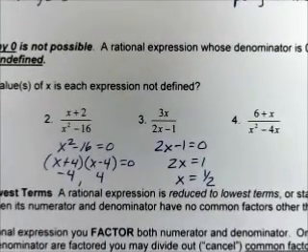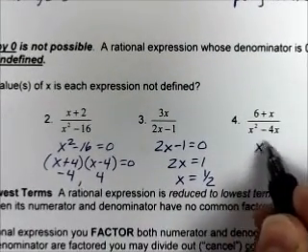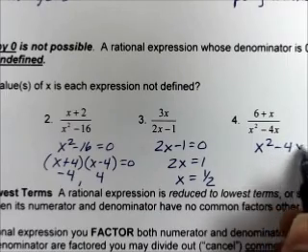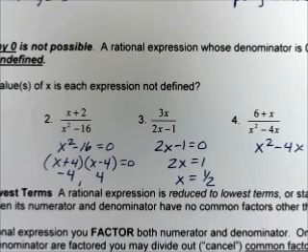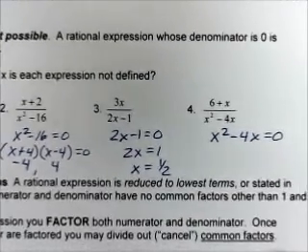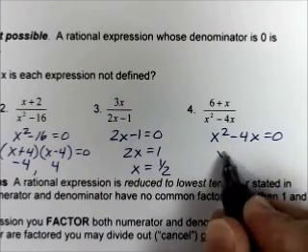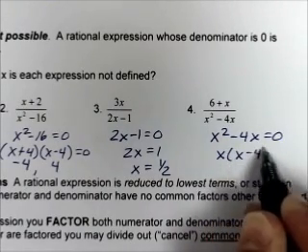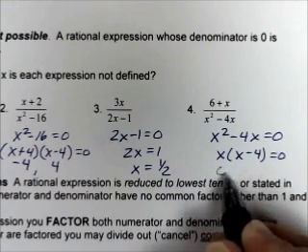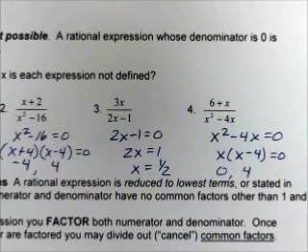And number 4. When would x squared minus 4x equal 0? For what values of x? Well, again, if we factor, when x is 0 or when x is 4.